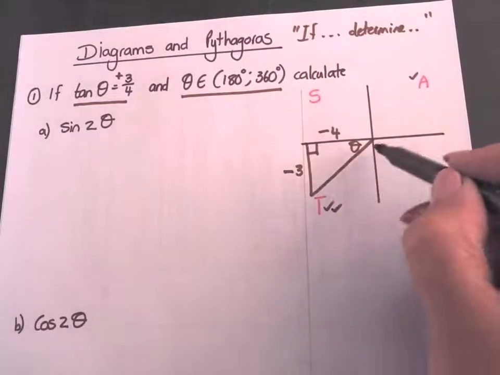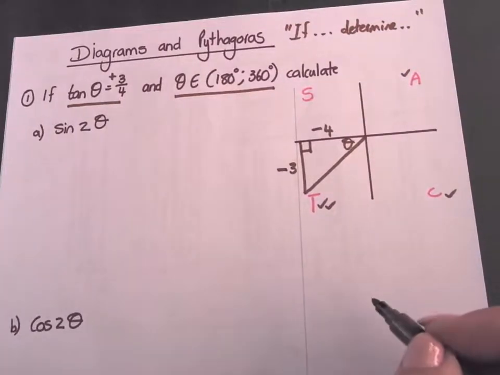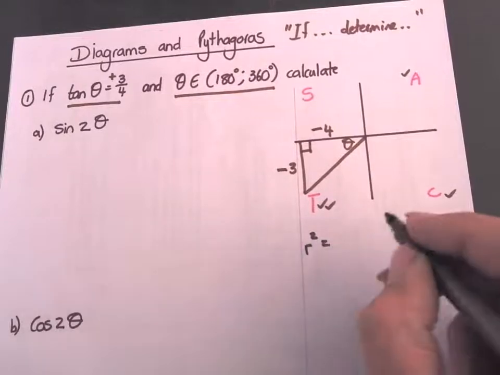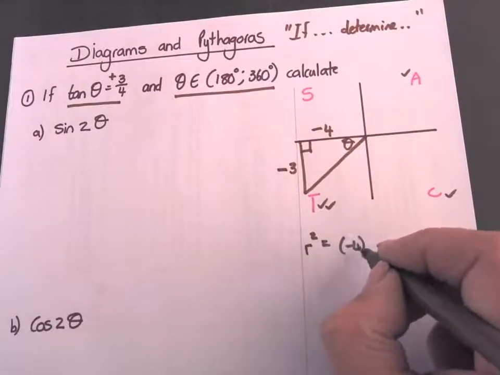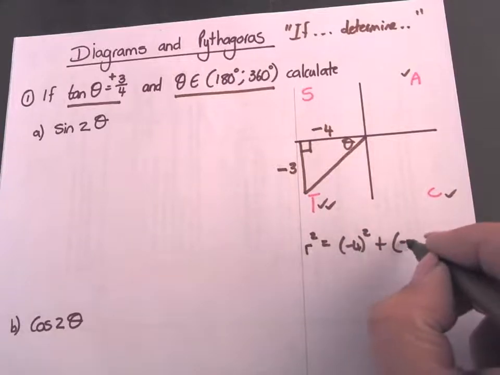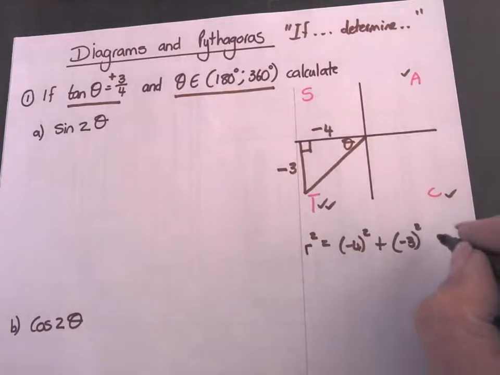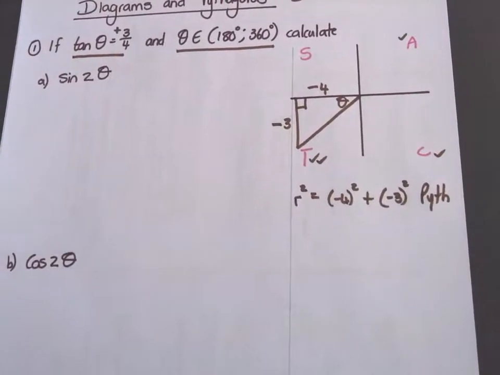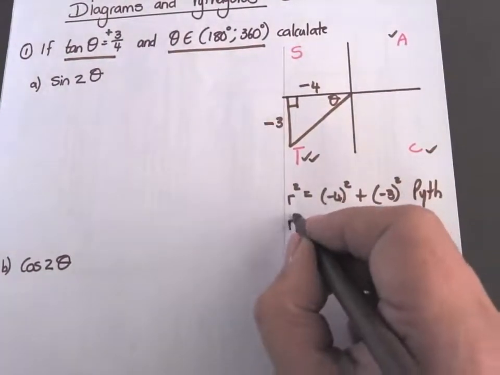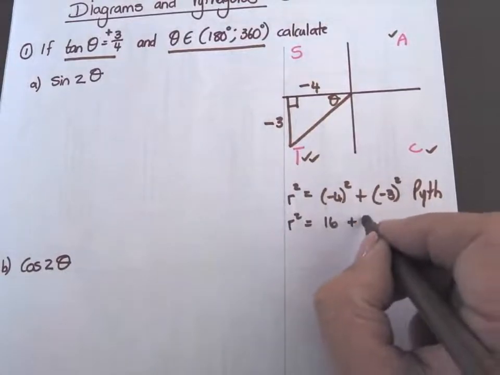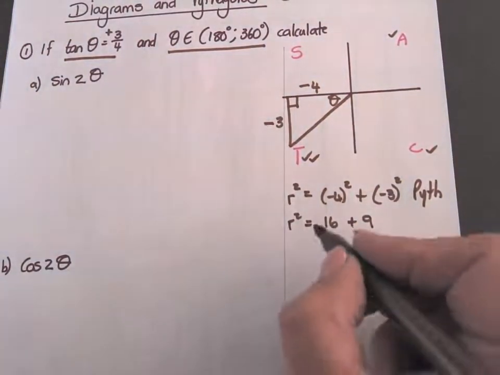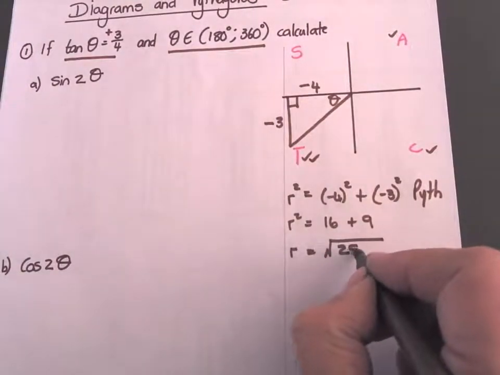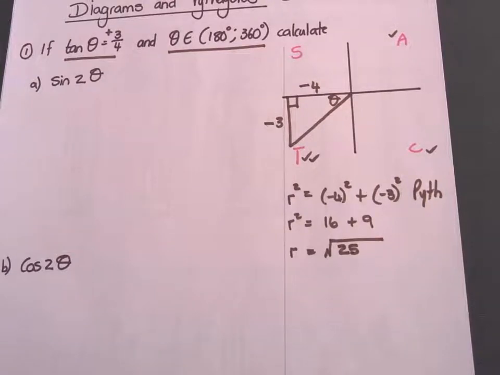Now we have to calculate the hypotenuse of the triangle, and we're going to do it with Pythagoras. Let's name it r. R squared equals x squared, which is minus 4, plus y squared, which is minus 3, and we work with Pythagoras. So r squared will be 16 plus 9, and we get the square root on both sides, which is the square root of 25.